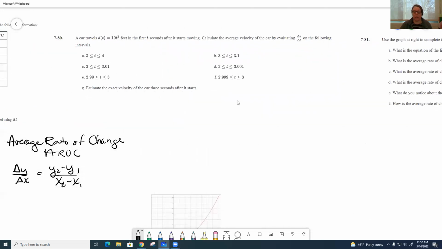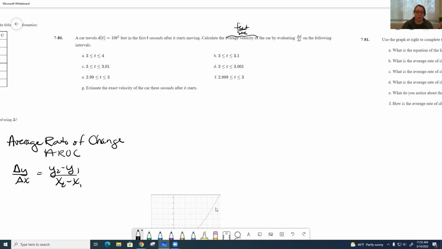722 is the same idea where it's asking you, in this case, average velocity, which is still the average rate of change, but they give you a function, they don't give you data. So it says a car travels d of t, so distance, after a certain time, and the rule is 10t squared for the first t seconds after it starts moving. Calculate the average velocity. So average velocity would be feet per second. That would be our average velocity of the car by evaluating the change in the distance over the change in the time on the following intervals.